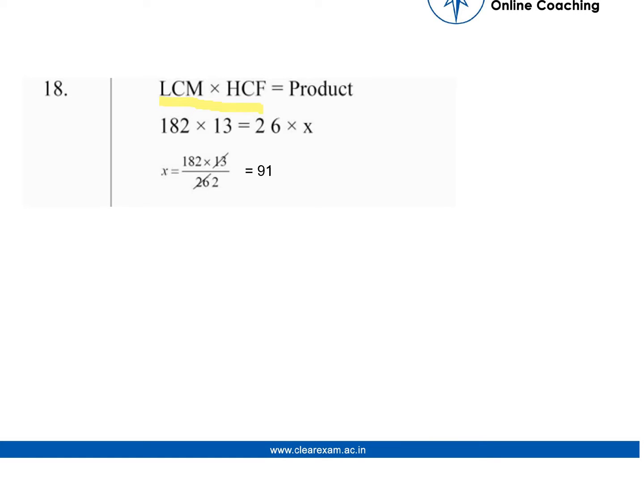The LCM is 182 here and the HCF is 13. And the product of x and y is 26 into x, as we have to find the value of x. After cross multiplying, we found out the value of x, that is equal to 91.